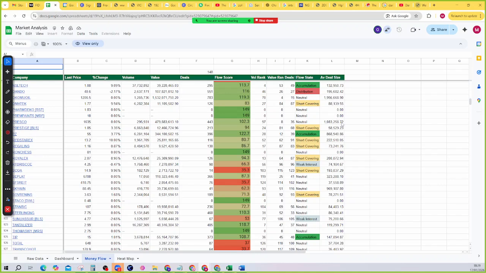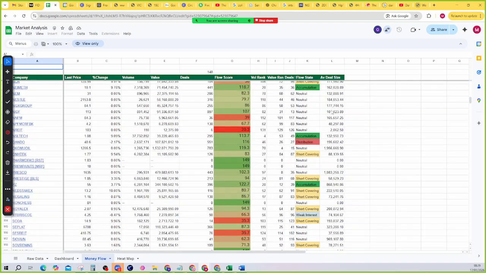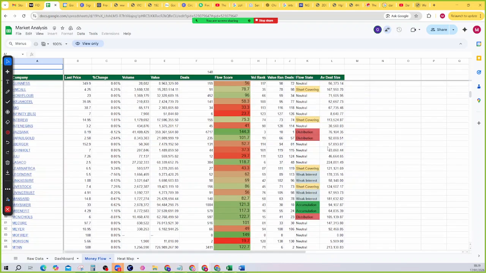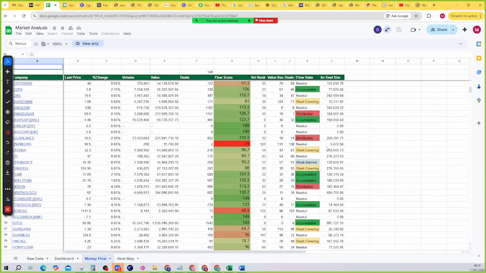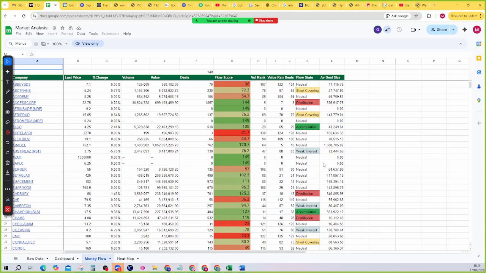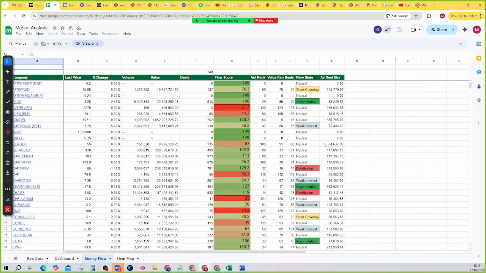No, this is not 1 billion. This is 1 million, sorry. And this one is 1.9 million. At times I will be seeing a very big average deal. It's showing you that the people that played in that stock for that day are big players. So those are the little things that I look out for.